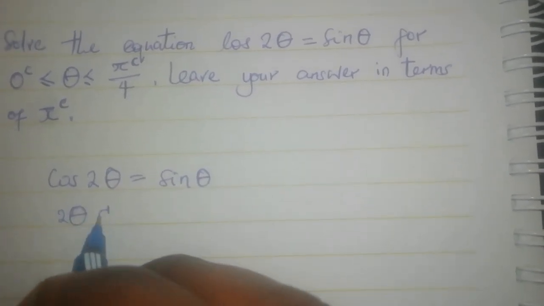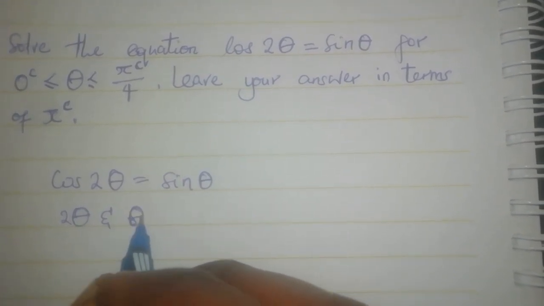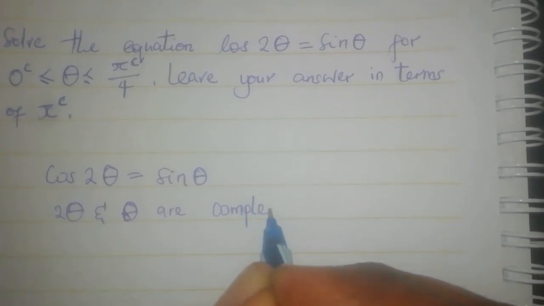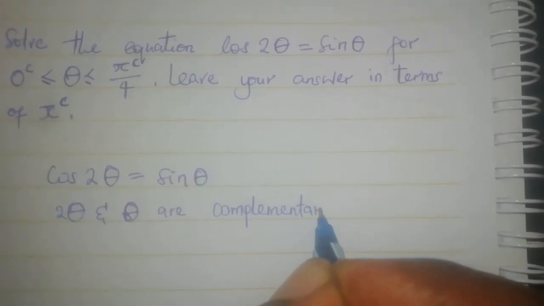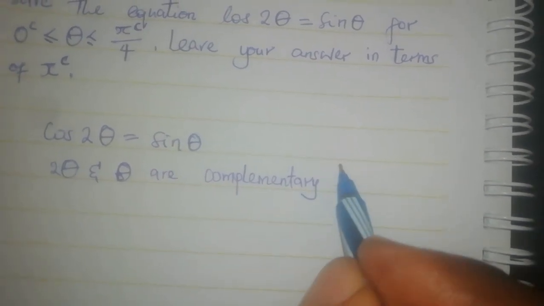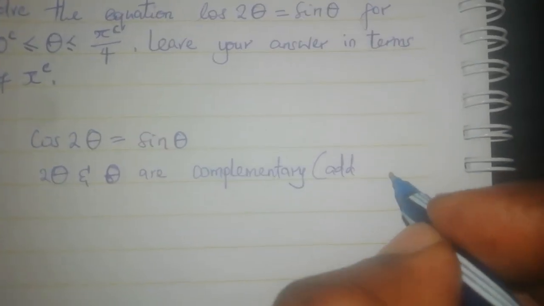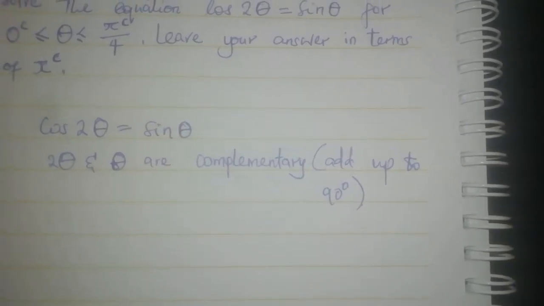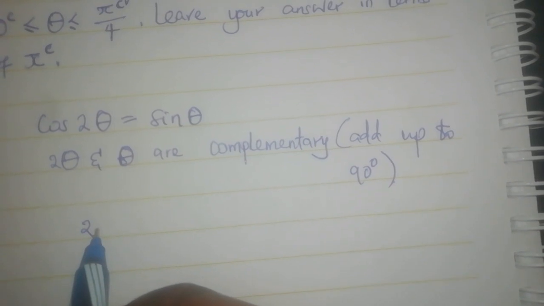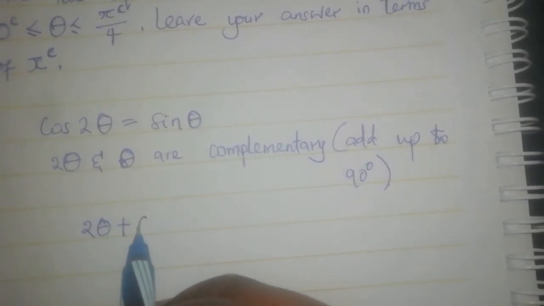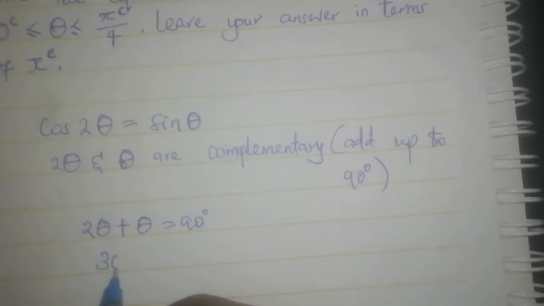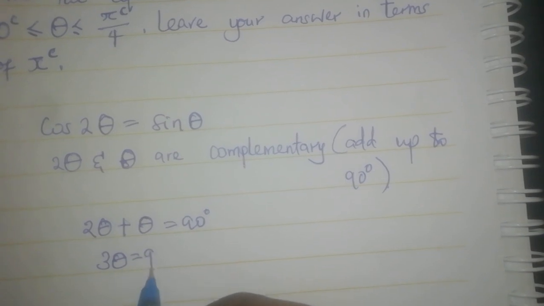So we are going to conclude that 2θ and θ are complementary, which means that they add up to 90 degrees. After you understand that, to find theta will be simple. So we will just say that 2θ plus θ is equal to 90 degrees. Then you are going to have 3θ equal to 90 degrees.